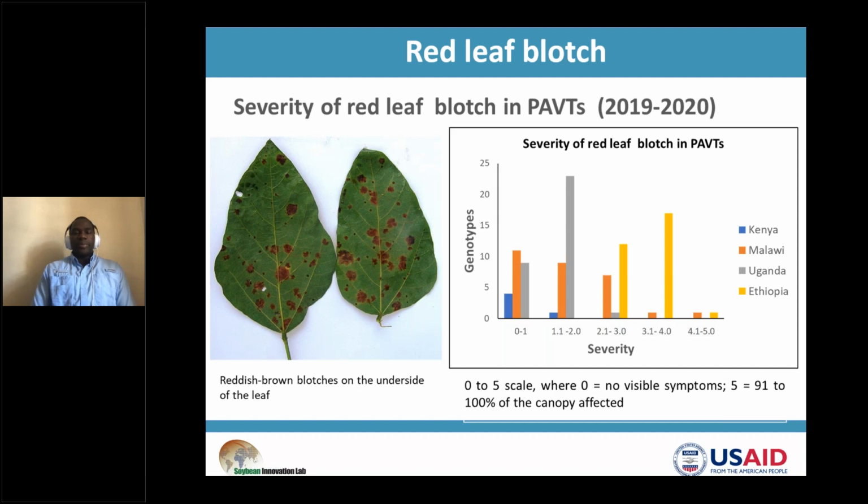And when we compare, the disease was observed in at least 4 countries, and we see that the highest severity was recorded in Ethiopia, followed by Malawi, Uganda, and also Kenya. For this disease, we are still doing some screening so that we can identify any sources of resistance that could be used in the breeding programs. Next slide, please.